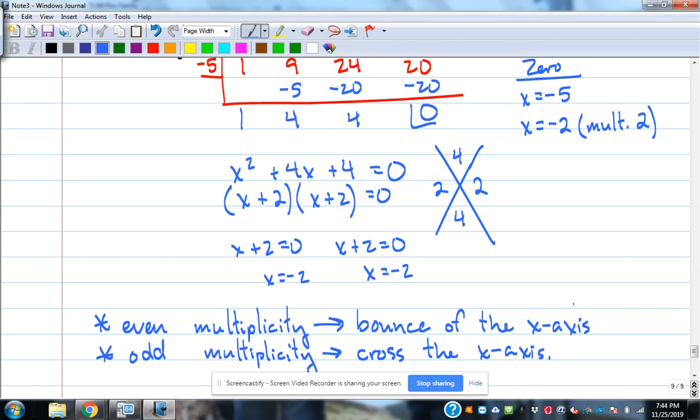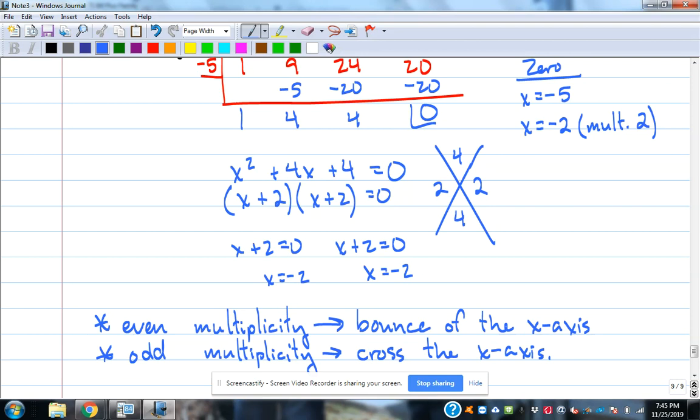Okay. If the even multiplicity is 14 times, it still bounces off the x-axis. If the odd multiplicity is 1, it only shows up once. Like this case, the -5 only showed up once. That's an odd multiplicity. It crossed the x-axis. If it shows up 3 times, if we had x minus 5 or x plus 5 as a factor 3 different times, then it's still got an odd multiplicity and it crosses the x-axis. Odd multiplicities always cross, even multiplicities always bounce. Always. Okay? So multiplicity comes up, those kind of things are going to be a big part of that.